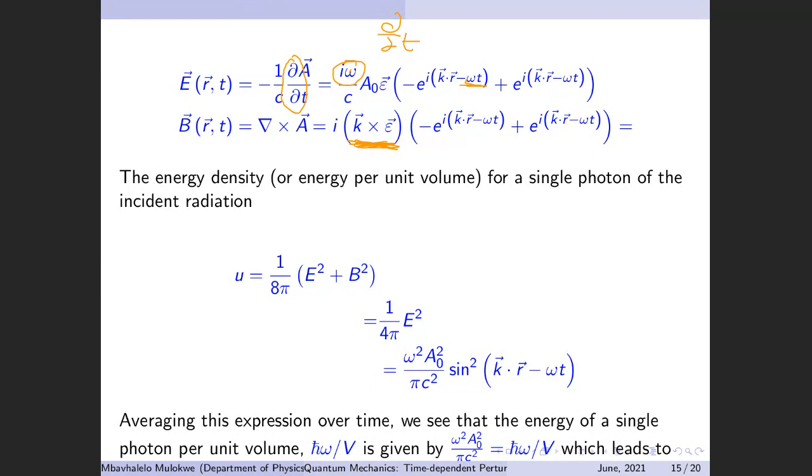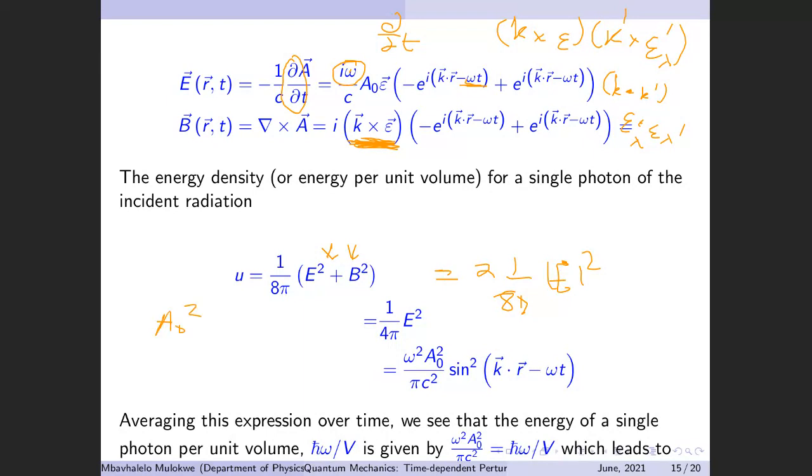This one, you end up with a k cross epsilon. So if you remember, I just spent like 10 minutes trying to compute things like this, lambda prime, k prime, and trying to rewrite them as k dot k prime, epsilon dot epsilon prime. And then the energy density for the electromagnetic field is given by the sum E squared plus B squared, because you can check that these vectors have the same magnitude. So this just gives you 2, 1 over 8 pi of E squared. Then you square that, so this will give you A naught squared over omega squared.